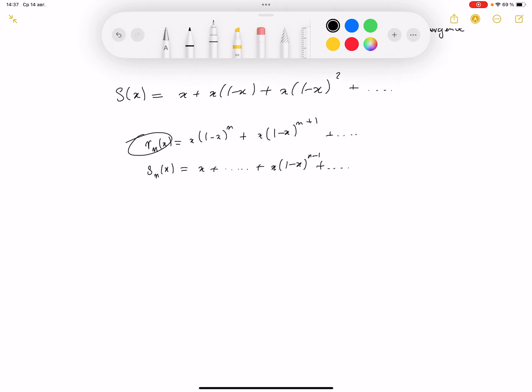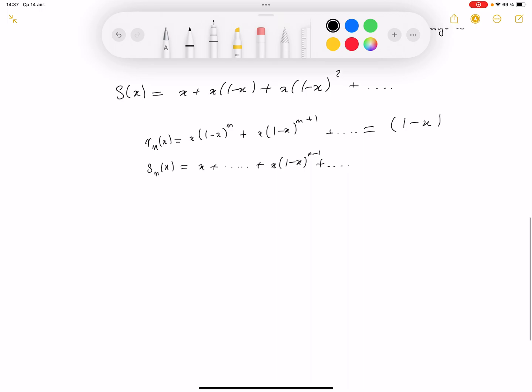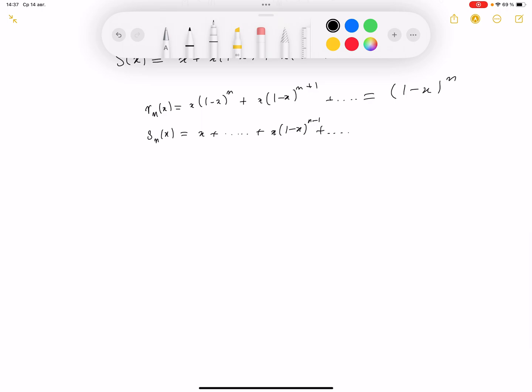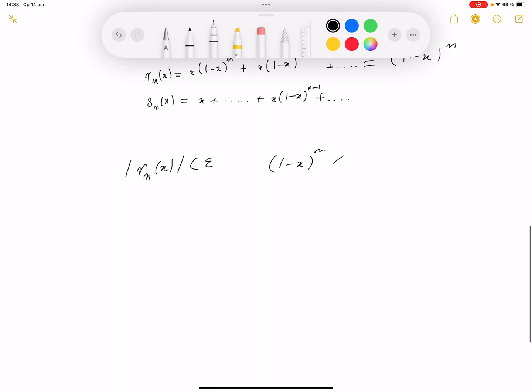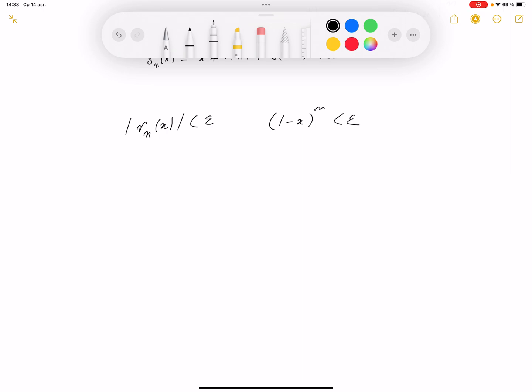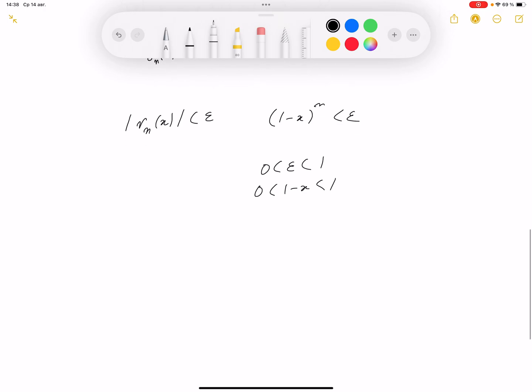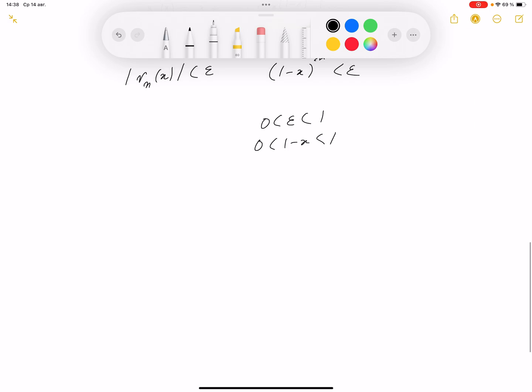So this term, the remainder, can be defined as x times 1 minus x to the nth, and it is basically a function of x, since it depends on x. And from the inequality, the absolute value of Rn of x is smaller than epsilon, we can see that x times 1 minus x to the nth is smaller than epsilon. Here, seeing that 1 minus x and epsilon can be considered as bounded by 0 and 1, we get the following inequality.